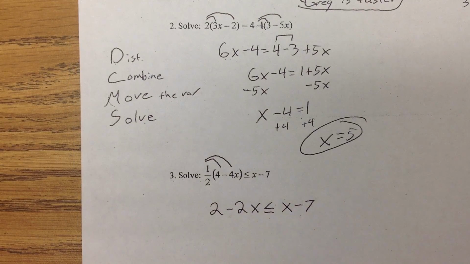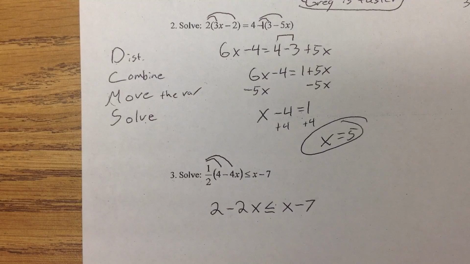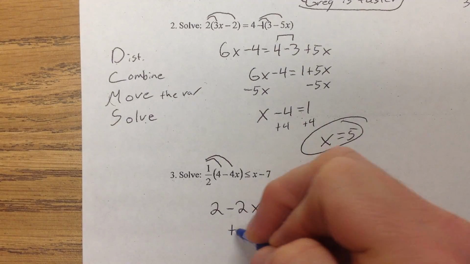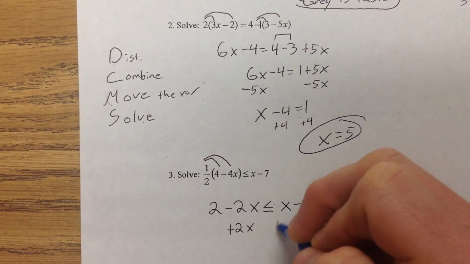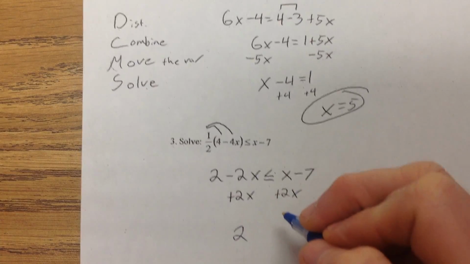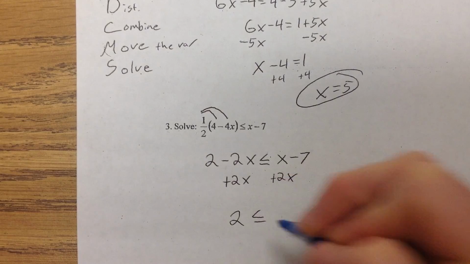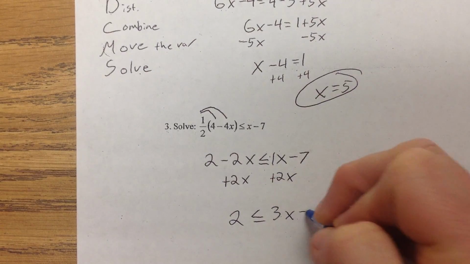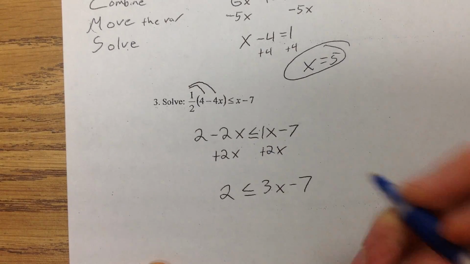Now we need to move the variable. Again, it's your choice which one to move, but I usually move the smaller one, so in this case, it is a -2. So that would mean plus 2x, plus 2x. We get 2 is less than or equal to, remember there's a 1 here, so this is 3x minus 7.